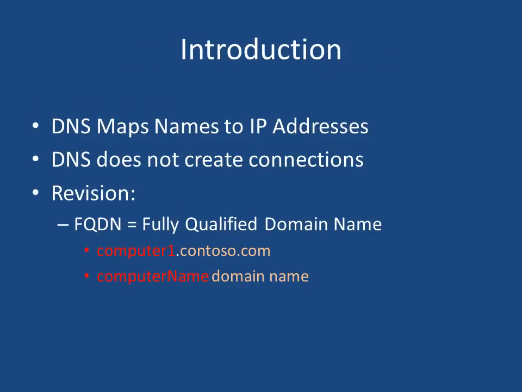So, quick introduction overview. DNS maps names to IP addresses. So it takes a name like www.google.com and maps it to an IP address, so 83.64.2.7 or something. DNS does not create connections, so it's nothing to do with the routing of those packets which are used in internet traffic. It's simply the method of converting a name to an IP address.